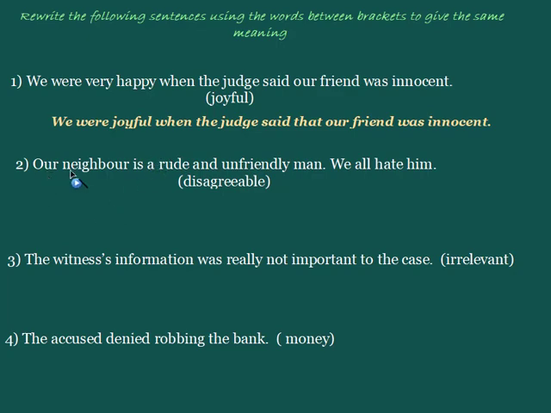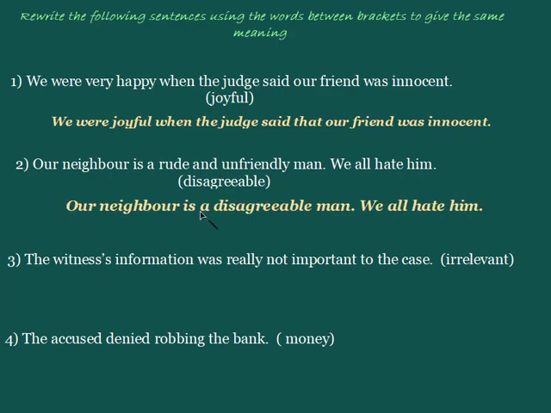Number 2, our neighbor is a rude and unfriendly man. We all hate him. How can we use the word disagreeable? So try to guess. The word disagreeable equals what in the sentence? Yeah, our neighbor is a disagreeable man. We all hate him. Because the word disagreeable means rude and unfriendly.